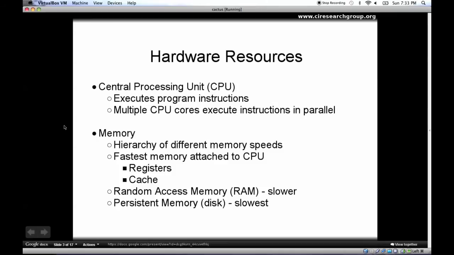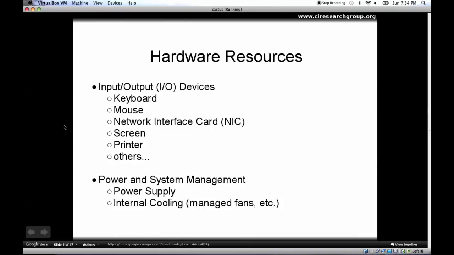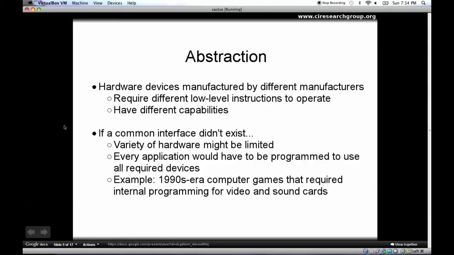Now, these hardware resources that need to be managed include the CPU, the hierarchy of memory, all the input-output devices on the system, and to some degree, the power and system management features of the system. Many of these features are handled directly by the hardware, but the operating system is involved, particularly in energy conservation. Now, the abstraction features of the operating system allow hardware devices manufactured by different manufacturers to have the same interface within software for applications to use. These hardware devices all have different low-level instruction sets. They all have particular capabilities, features, and details that are unique to each hardware device.